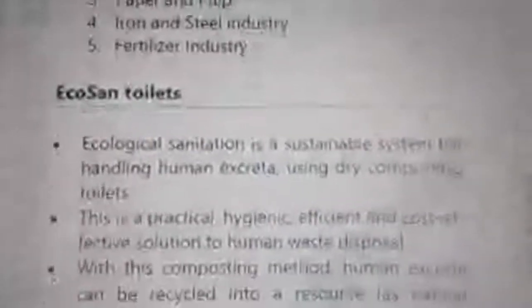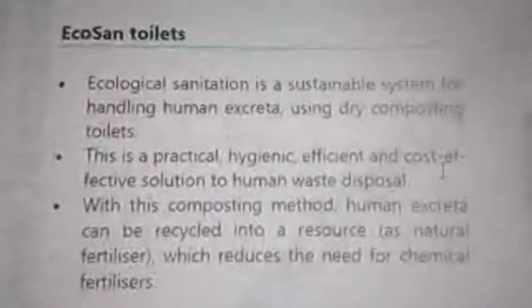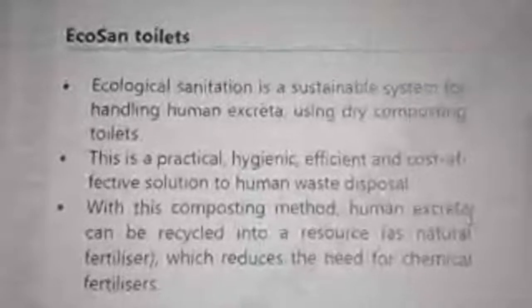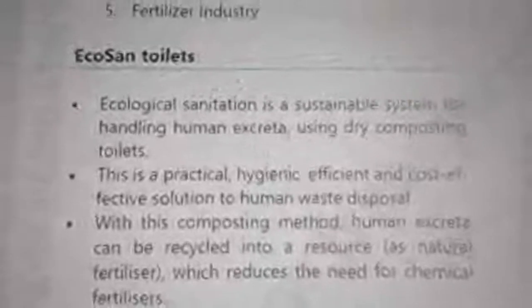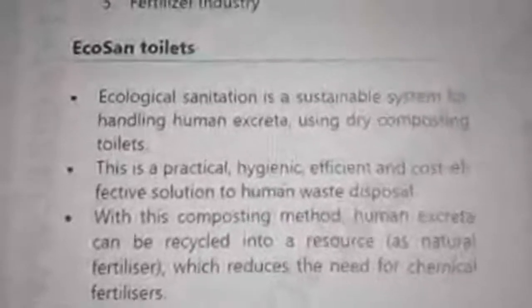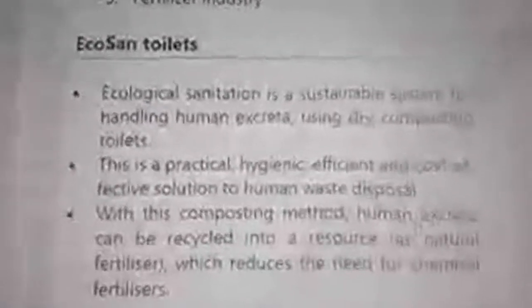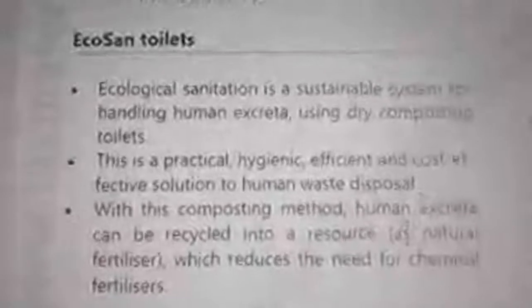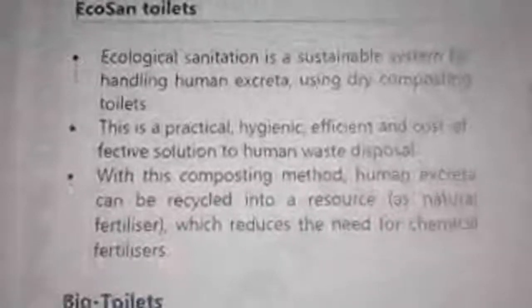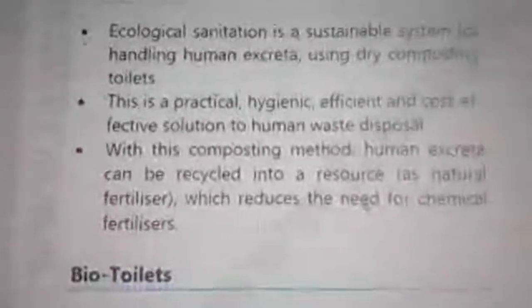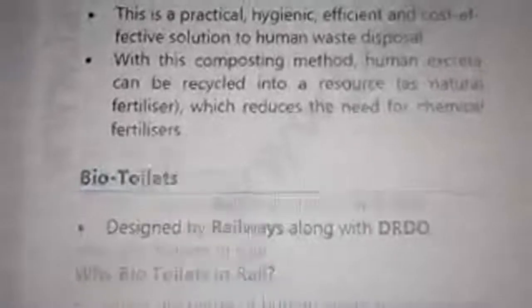Fertilizer industry. Eco-toilets: ecological sanitation is a sustainable system for handling human excreta using dry composting toilets. This is a practical, hygienic, efficient and cost-effective solution to human waste disposal. With this composting method, human excreta can be recycled into a resource as natural fertilizer, which reduces the need for chemical fertilizers.